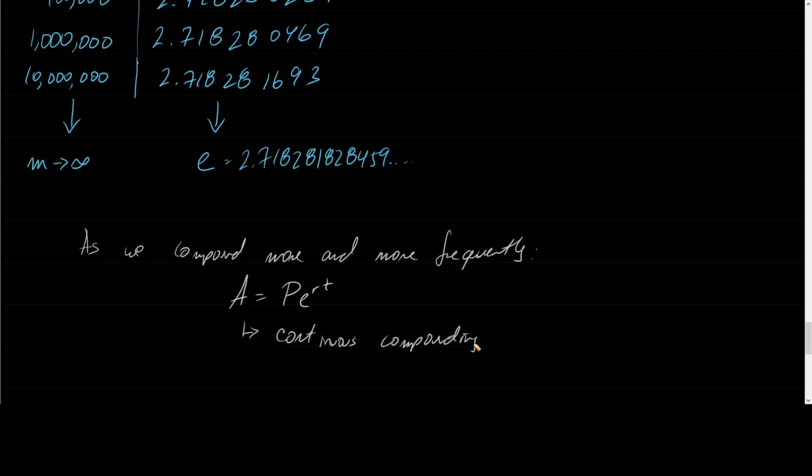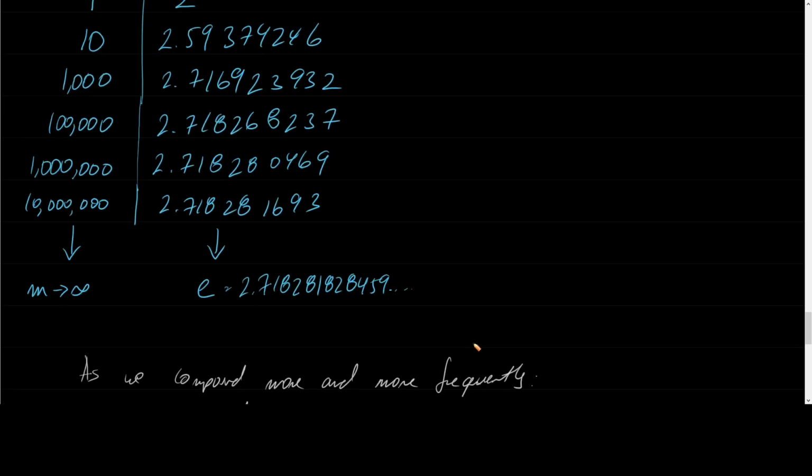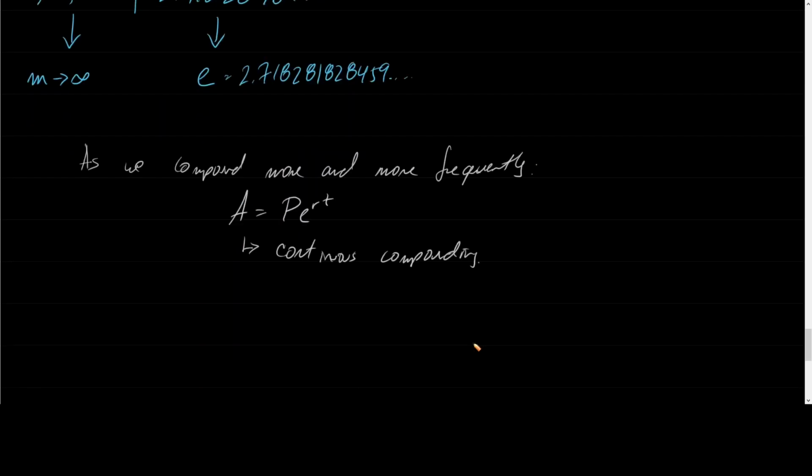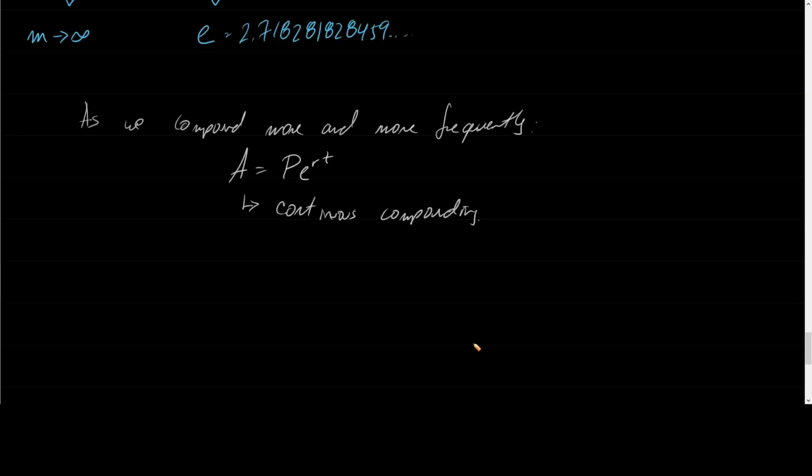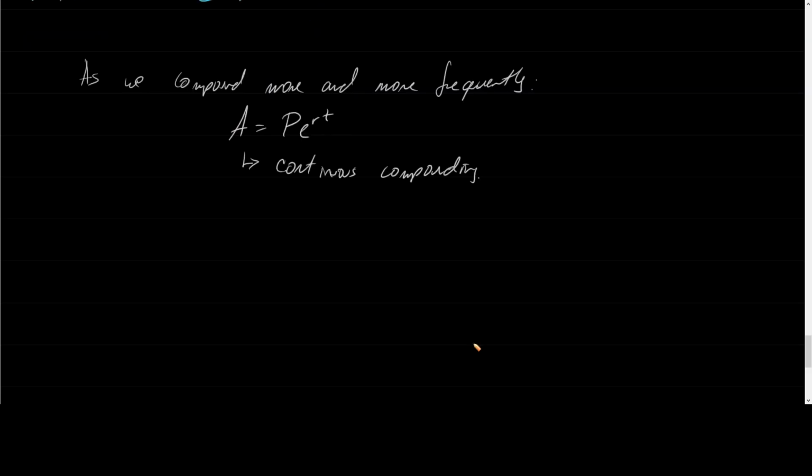All right. A equals P E to the R T. So now we have two formulas for compounding. We have the simple interest one, the compounded interest one, and the continuous compounding. So let me go ahead and write those formulas.